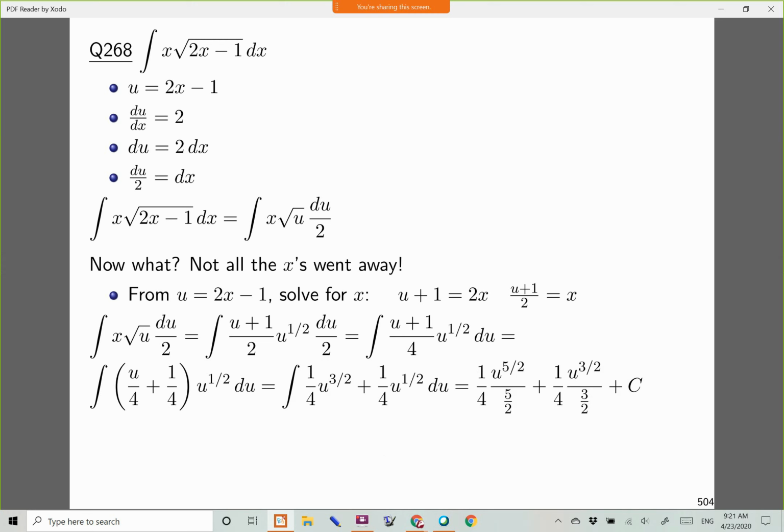And now that we've found the antiderivative, or found the integral, it's time for step 7 where we replace the u's, because there was no u in the original question. Replace every u you see with a 2x minus 1. So that's the end of this question. Let's pause again, see if we're doing okay. See if there are questions about this one.